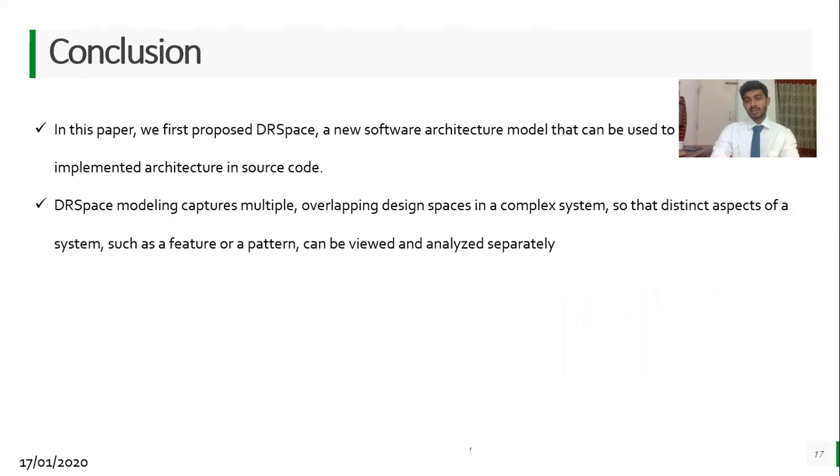At last, the conclusion of this paper: in this paper, they first proposed DRS space, a new software structure model that can be used for architecture as implemented in source code. DRS space modeling captures multiple overlapping design spaces in a complex system so that the distinct aspects of a system, such as a feature or a pattern, can be viewed and analyzed separately.